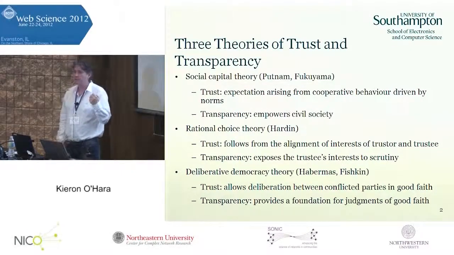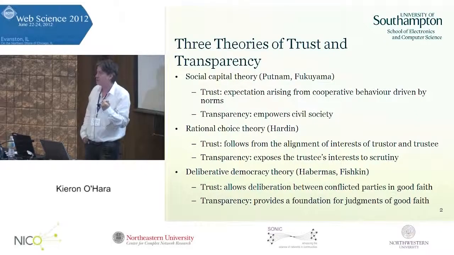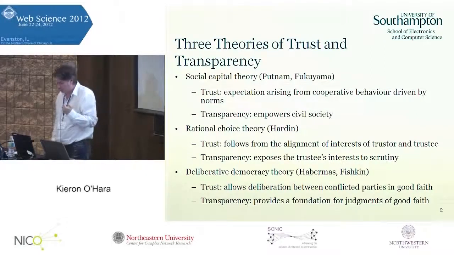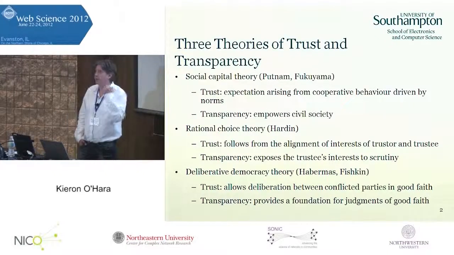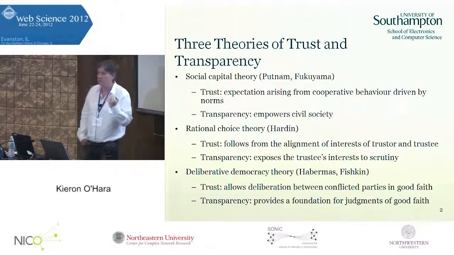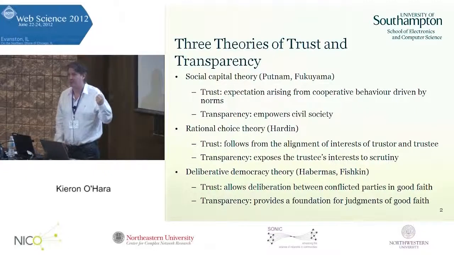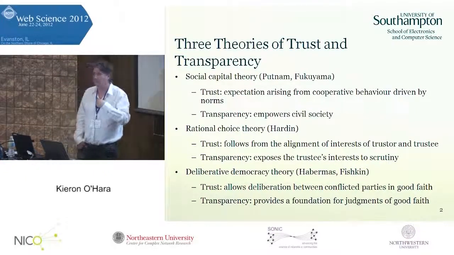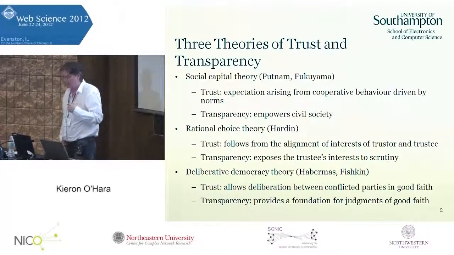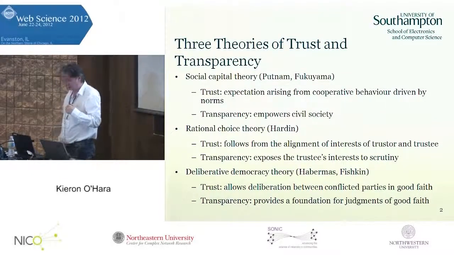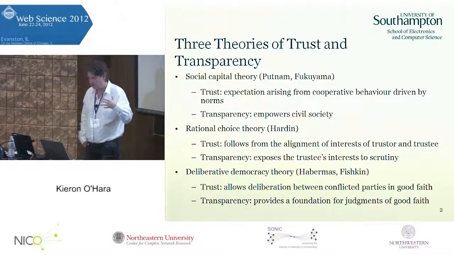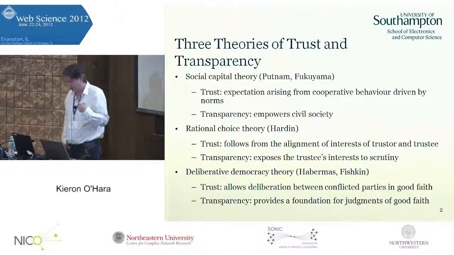And what role does transparency play in that sort of area? Well, it empowers civil society. The citizens and little groups of people can understand their fellow people more. They understand their community more. They have more facts about things like crime, transport volume, whatever, and groups can carry out their own projects more successfully. So that's the role of transparency in social capital theory.